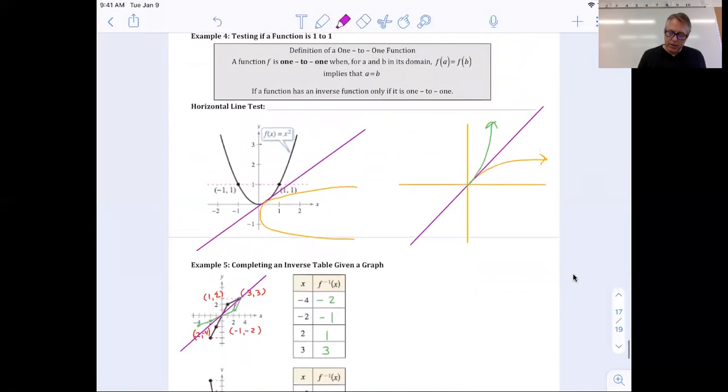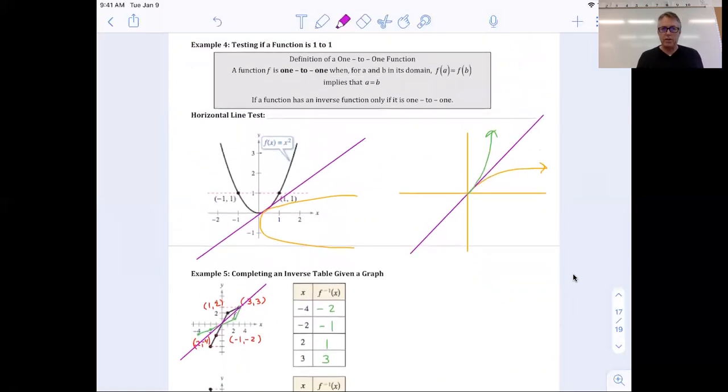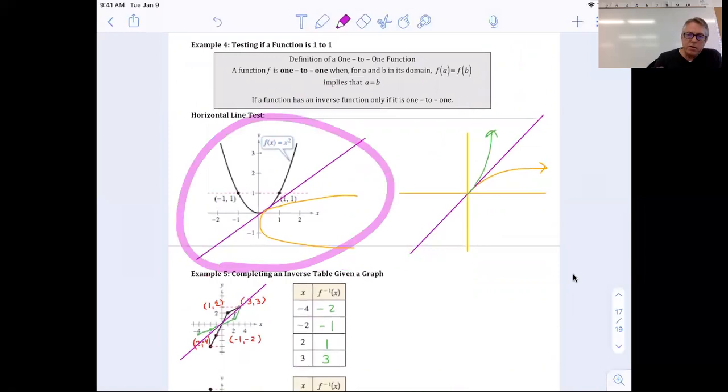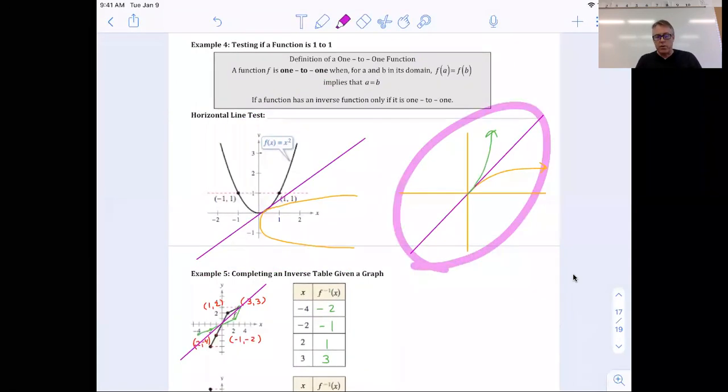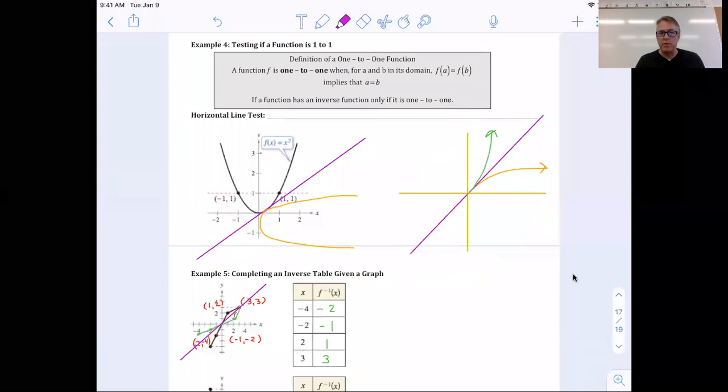And that ties into the horizontal line test. The horizontal line test is used to determine if a function is one-to-one. Because like in this case, if it doesn't pass the horizontal line test, then its inverse is not a function. But in this case, if it does pass the horizontal line test, then its inverse is a function.